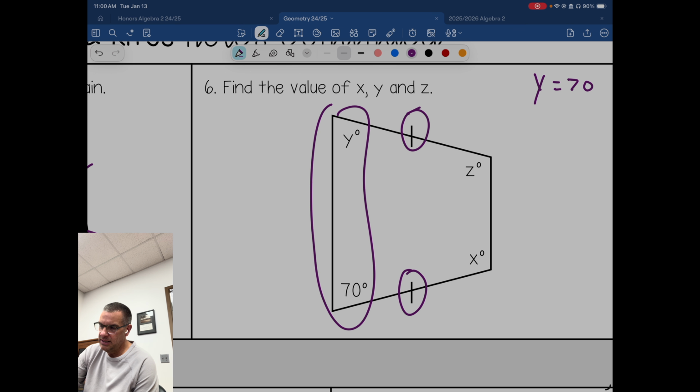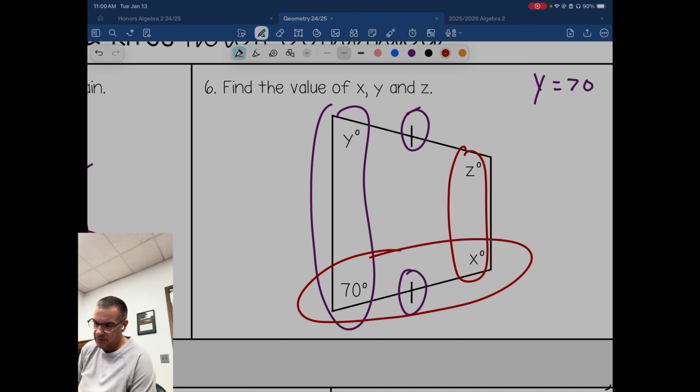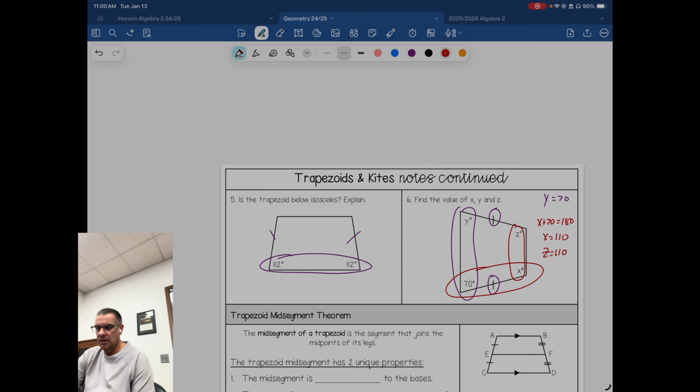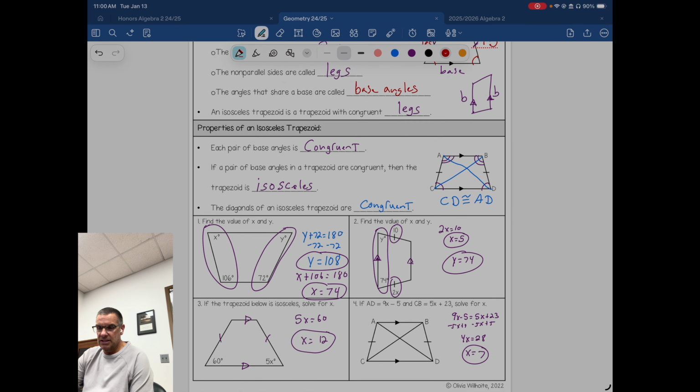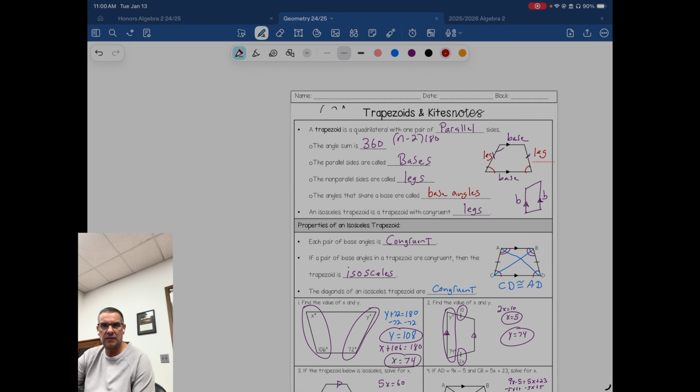So y is pretty easy. Y has to be 70. Well, we know those two have to be the same. So if I can find one of them, I know what the other one is. Well, I know this is 70, and these are two angles that run along the legs. So x plus 70 have to be supplementary. So you get x is equal to 110. So if x is 110, z has to be 110. So there's a few questions on interior angles and isosceles trapezoids, kind of the first part of the lesson.